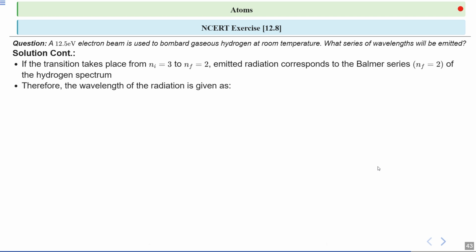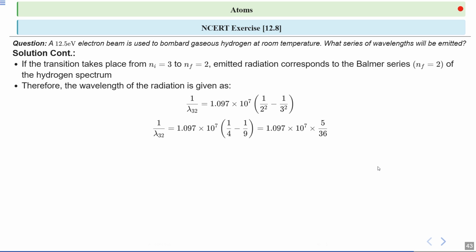Now to find the wavelength of the emitted light, we use a formula called Rydberg's formula. This formula relates the wavelength of light to the initial and final energy levels of the electron. We will plug in our values for n initial and n final in the next step. So the wavelength of emitted radiation is given by 1/λ_32 equals 1.097 times 10 to the power 7 times (1/2² minus 1/3²).